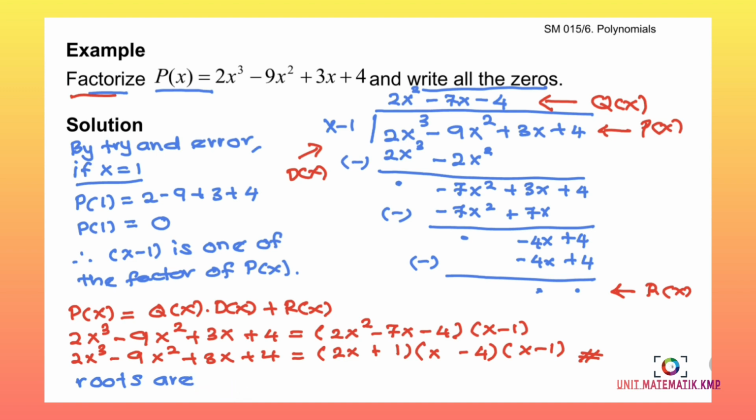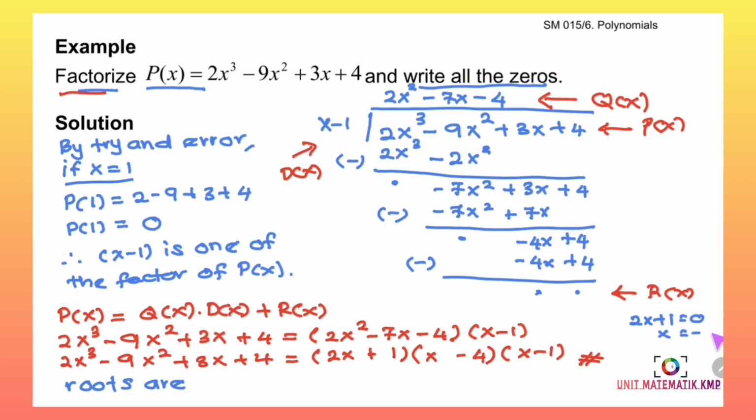Okay, to find roots, we just take 2x plus 1 equal to 0. So x is equal to negative 1 over 2. So the roots are x equal to negative 1 over 2. Next here we have x equal to 4, and the last one is x equal to 1.